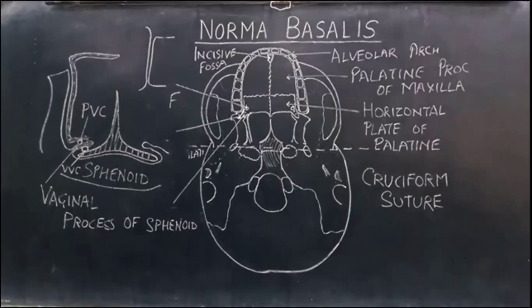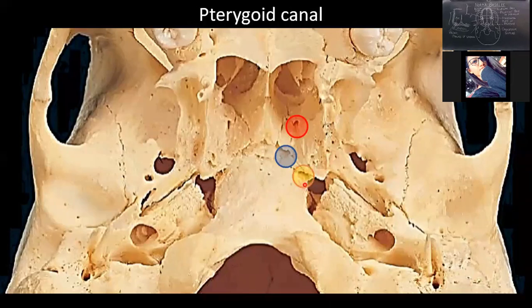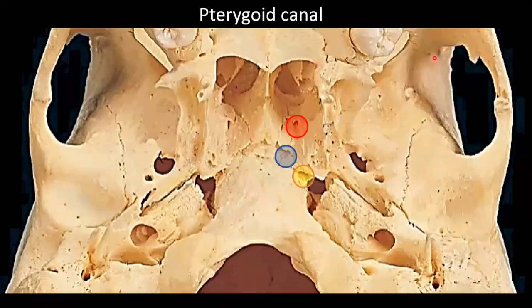Yes, sir. Okay, so we come back to this picture of the skull. So anteriorly is the palatovaginal canal and more posteriorly is the vomerovaginal canal, right? And we can also make out another opening which is known as the pterygoid canal. And what runs in this pterygoid canal? Who will tell me? Median nerve.